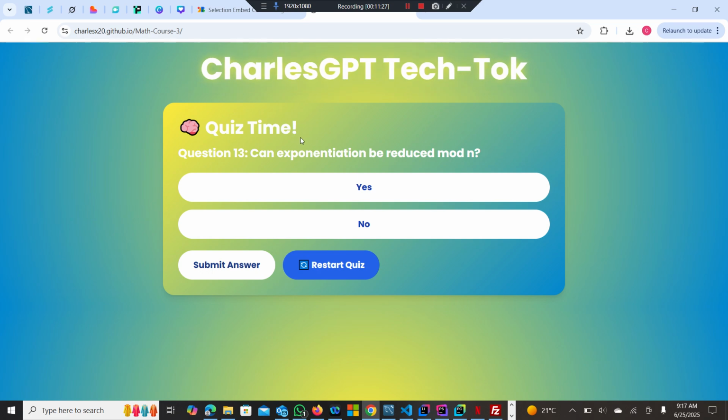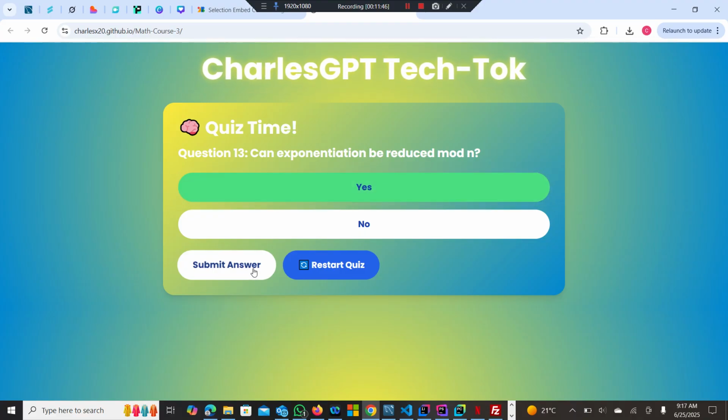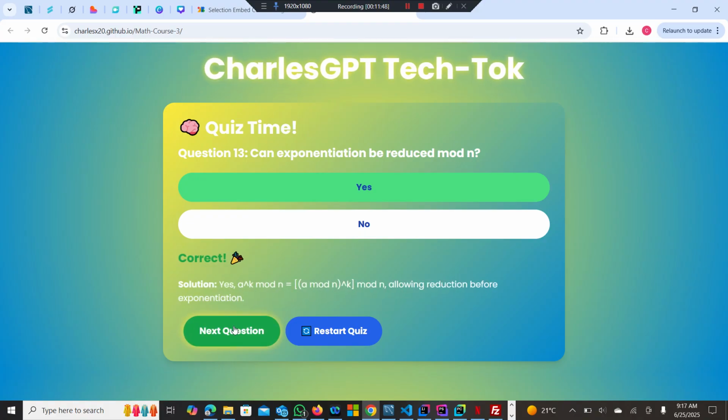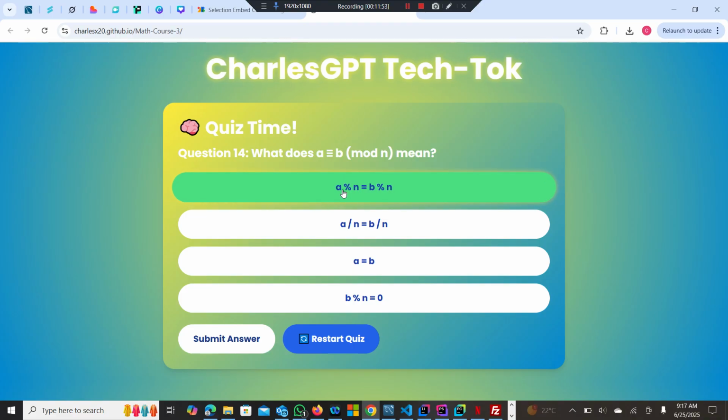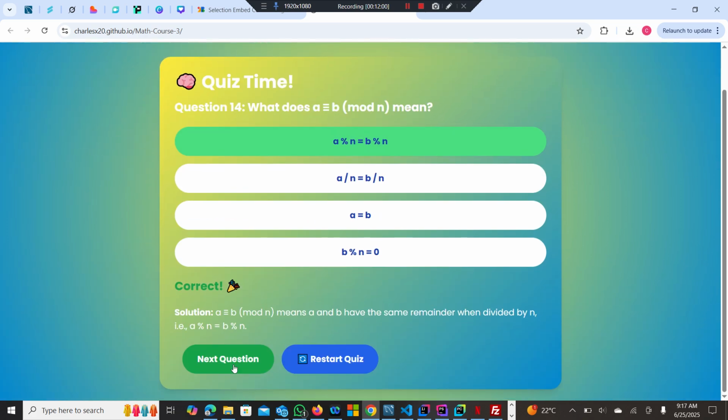Can exponentiation be reduced mod n? Very long sentence. Exponents, that's all I know. Can it be reduced? Let me just say yes. Correct. Next question, what does this mean? Okay, this is pretty much cool. So it means A mod n is equal to B mod n as well. So cool. It gives you the same answer.